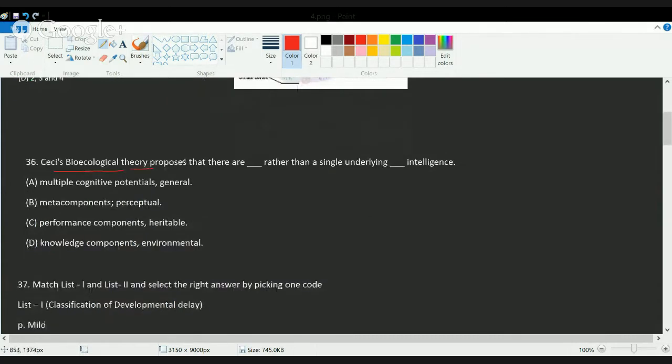The next topic is CC's bioecological theory. Now, CC was a person who gave the concept of bioecological theory, and according to that, he posited that there are multiple cognitive potentials which underlie a single or a general intelligence concept in human beings. So this concept was unique to CC's, and the correct answer here would be A. This notion was mainly aimed to enable critical thinking and knowledge resolving in human beings.